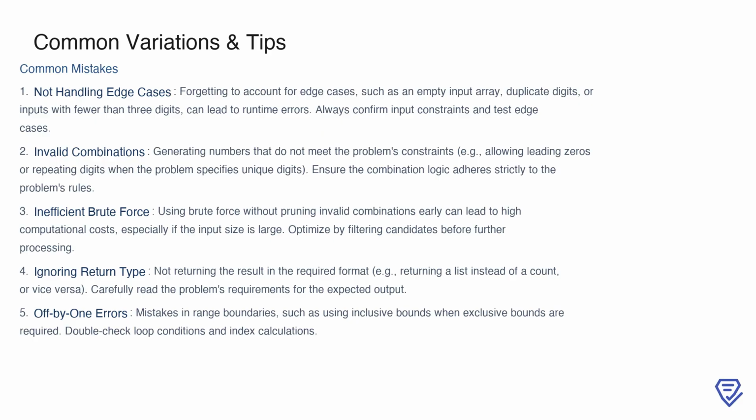Additionally, pay close attention to the return type. For example, if the problem expects a list of numbers but you return a count or vice versa, your solution will not meet the requirements. Lastly, watch for off-by-one errors, which are common in range-based logic. These errors can occur if you use inclusive bounds when exclusive ones are needed. Double-check your loop conditions and index calculations to avoid this issue.